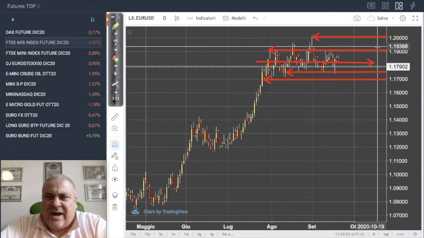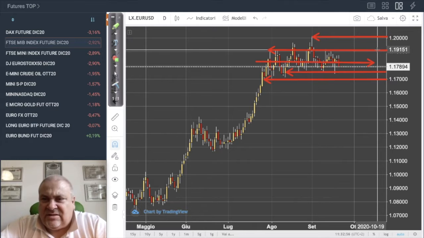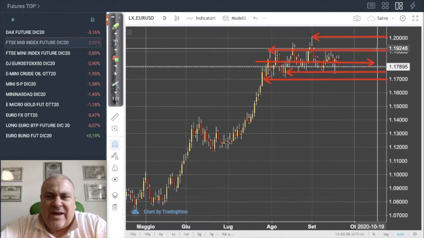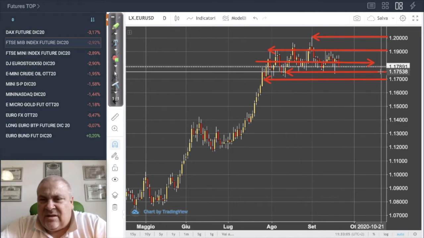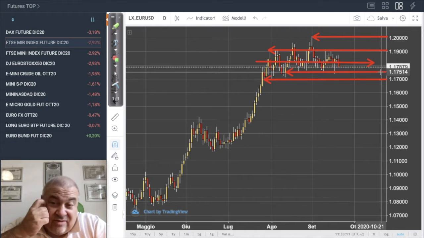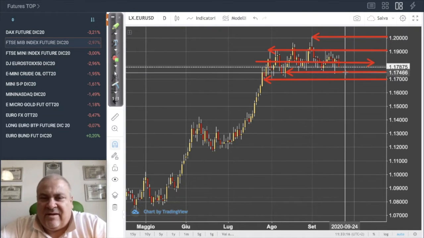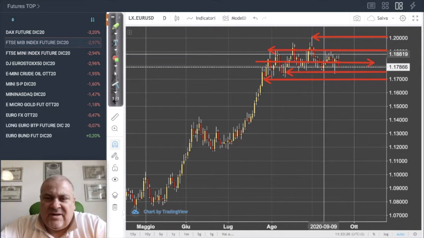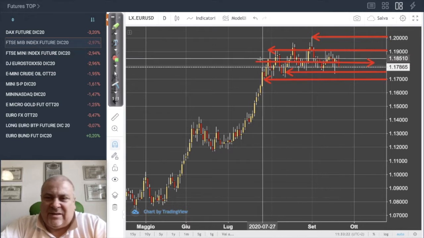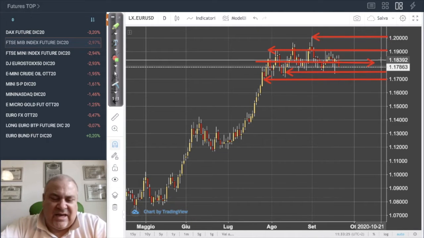So which prices are the intermediate key levels? 1.1915 is the intermediate resistance that we have here, and the intermediate support that we have here is around 1.175. So this is more or less the price that can work as a support, but mainly we are in a sideway.